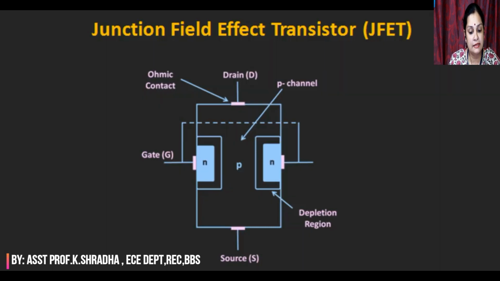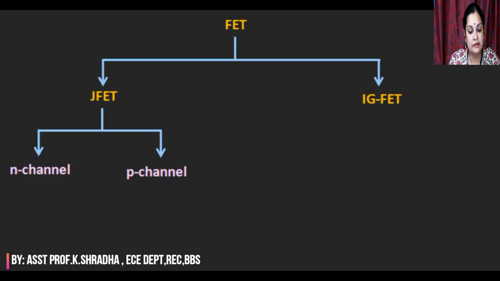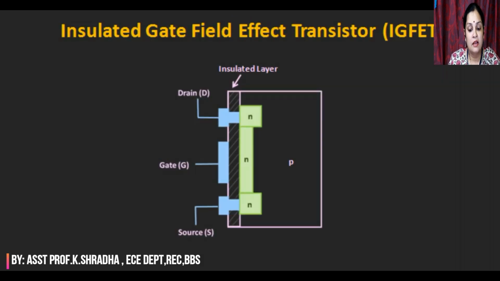Now as I said earlier, if this channel is made up of N-type semiconductor, it is known as N-channel JFET, and likewise if it is made up of P-type semiconductor, it is known as P-channel JFET. So in this way there are two types of JFET, the N-channel and the P-channel JFET. Now let us talk about the second type of FET.